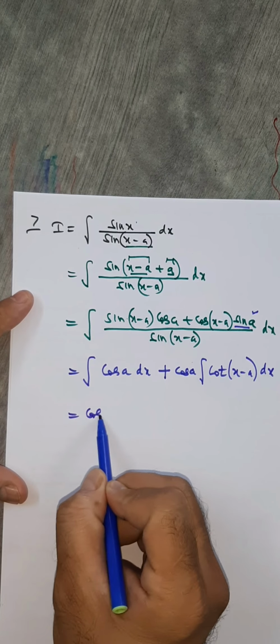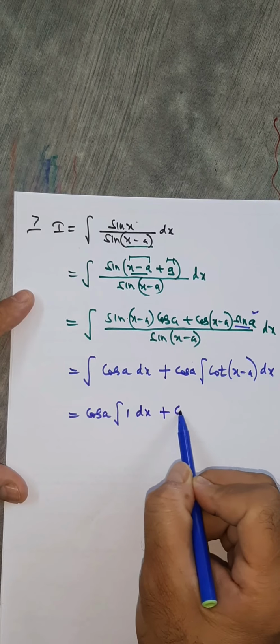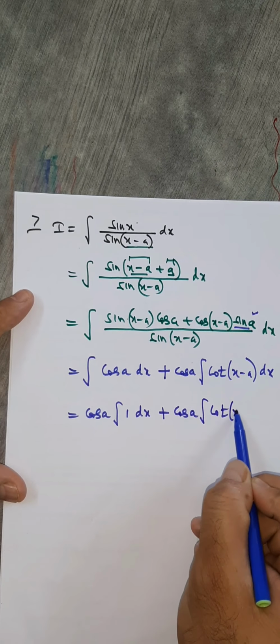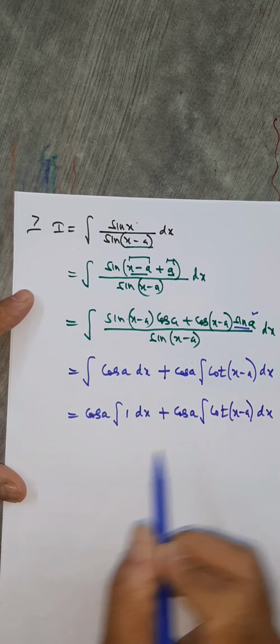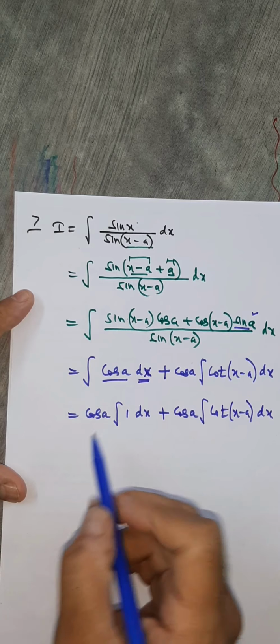So cosine a will come out. What's the integral of 1 by x? Cos a as it is. Let me keep this one as it is right now. Now the final step is just integration. This is a constant, remember, integration is on x.